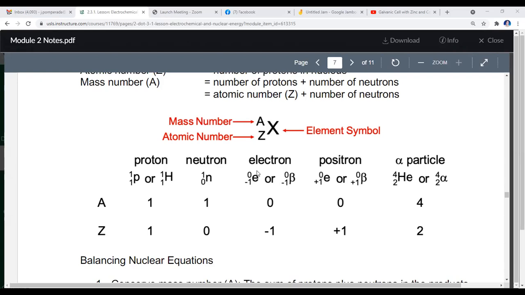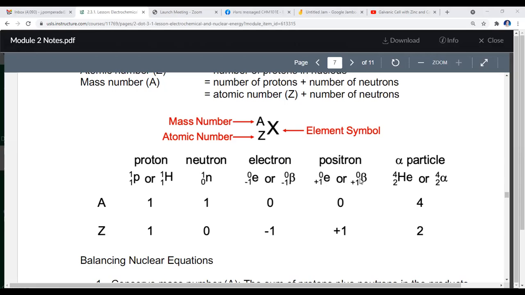Now, for your electron, this is how it's represented. An atomic number of -1 and a mass number of 0. Or it's represented by the beta particle. The beta particle has -1 for the atomic number and a mass number of 0. For the positron, another particle, it's +1 for the atomic number and a mass number of 0.